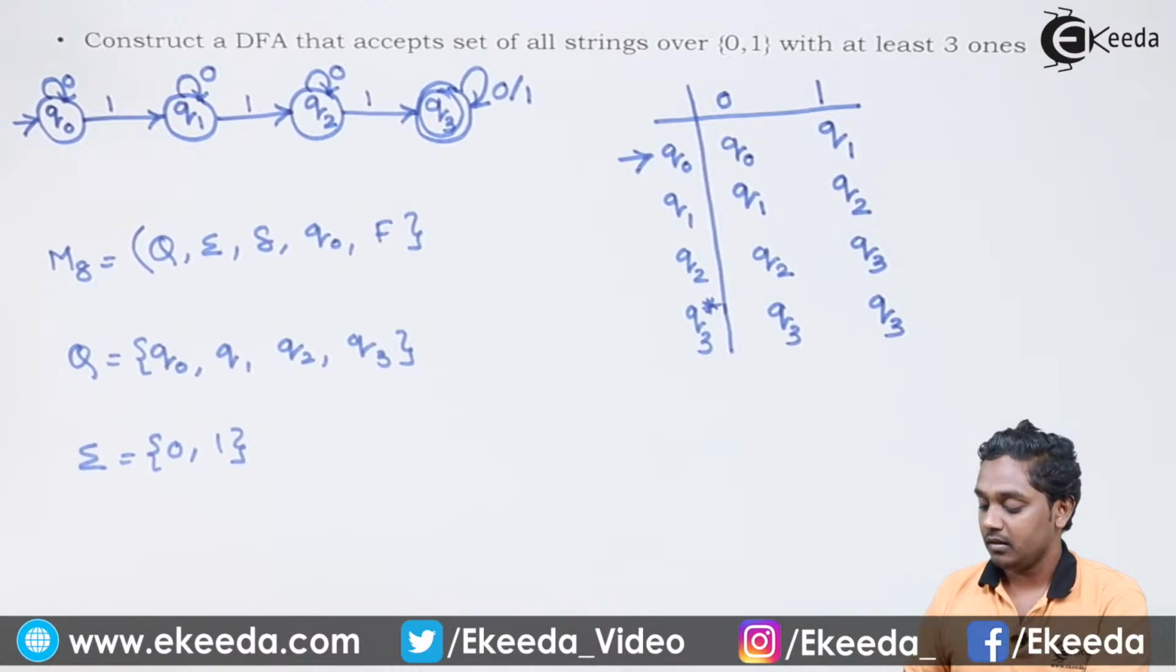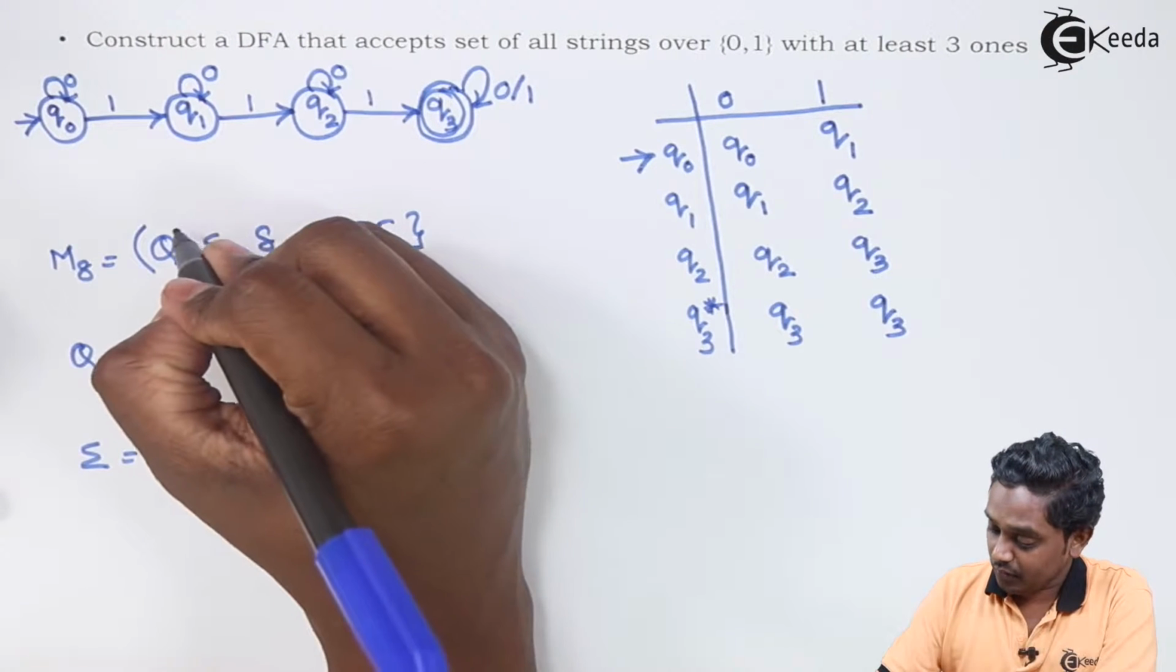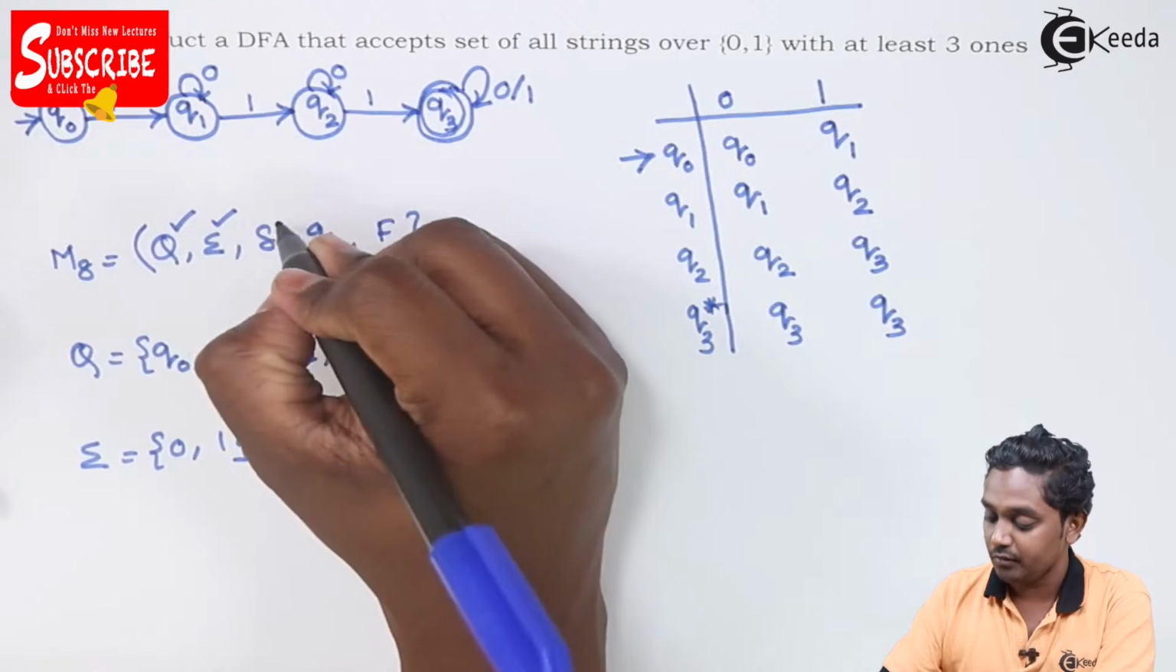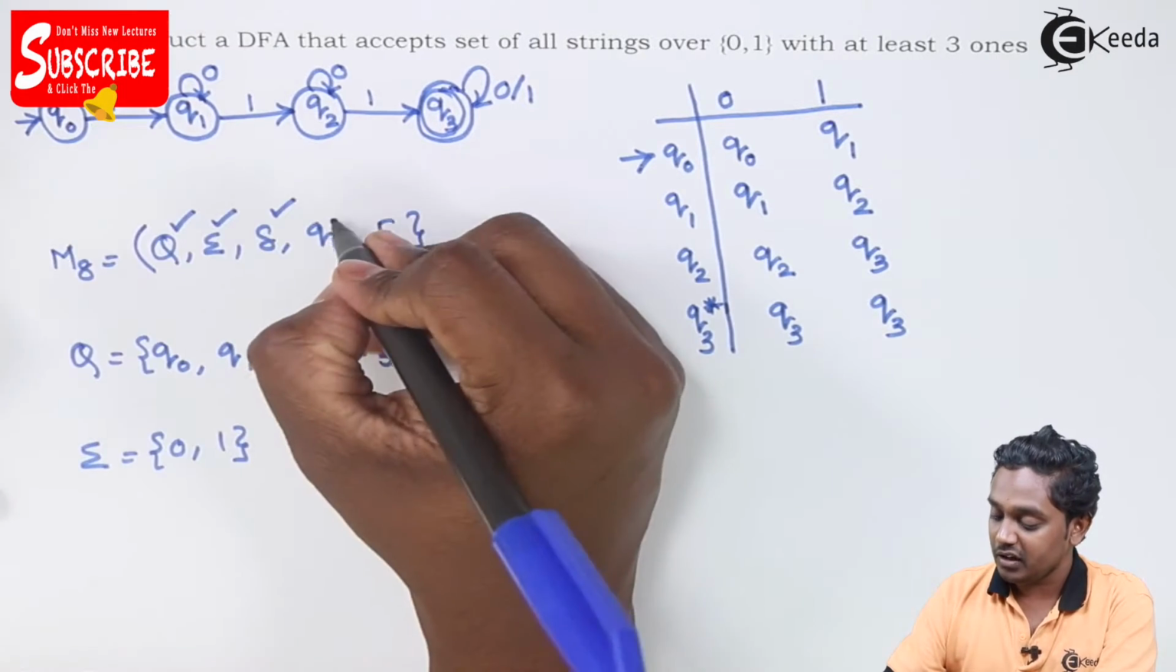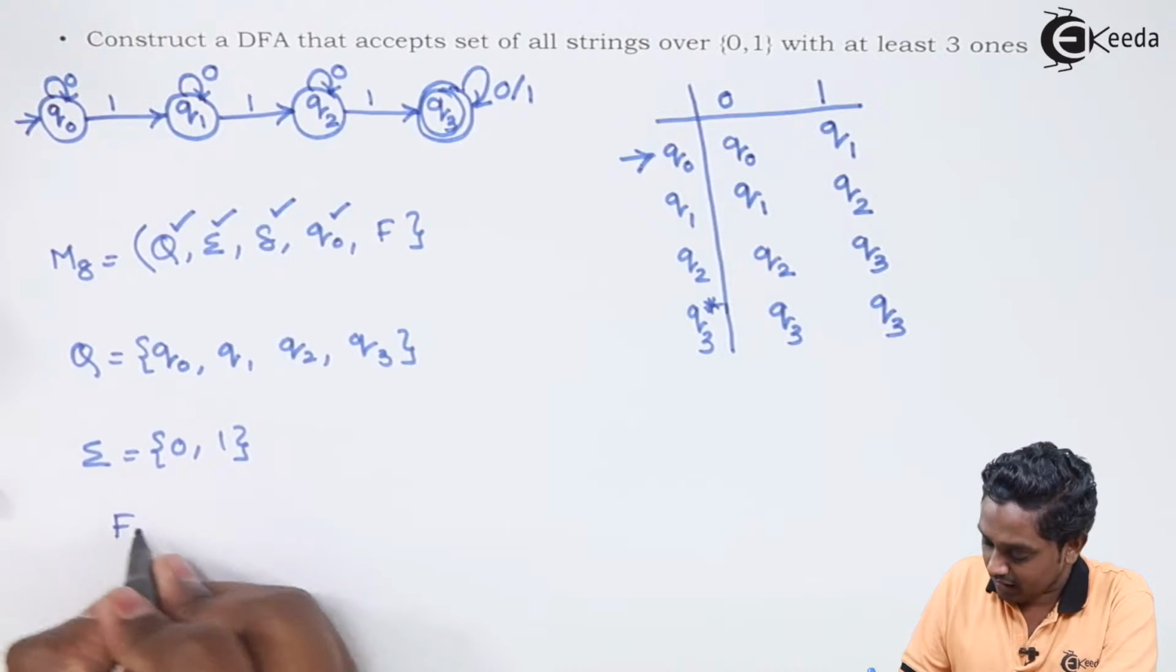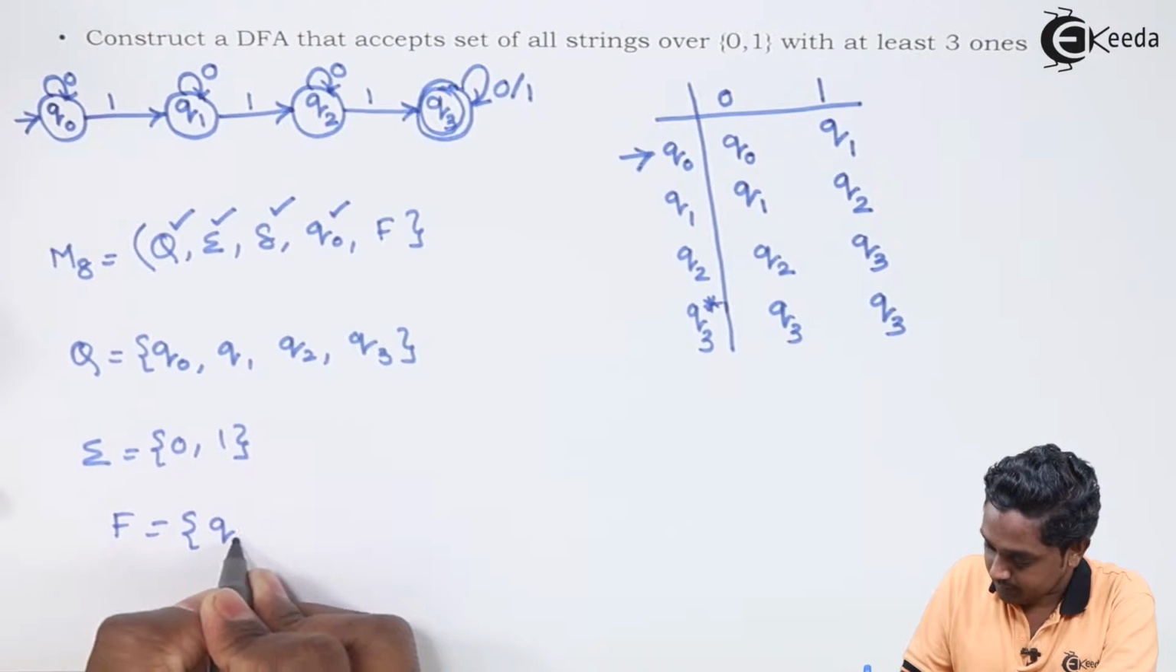So we have discussed what is Q over here, what is sigma, what is delta. Q naught is again the initial state. The final state over here, F, is just Q3.